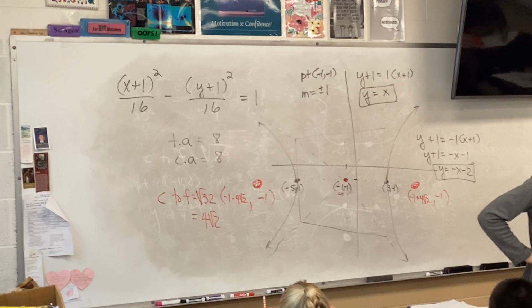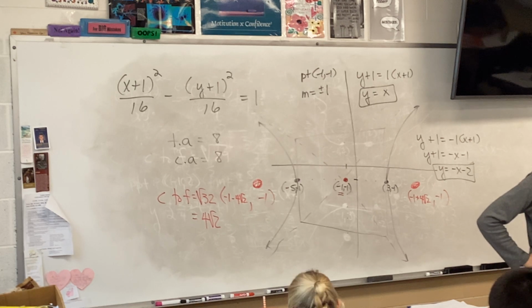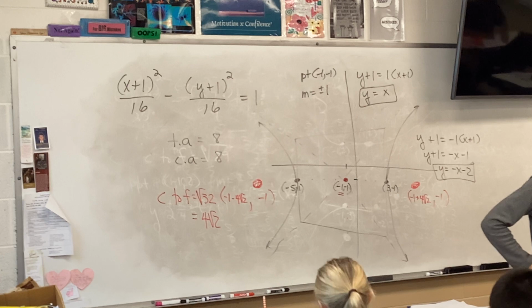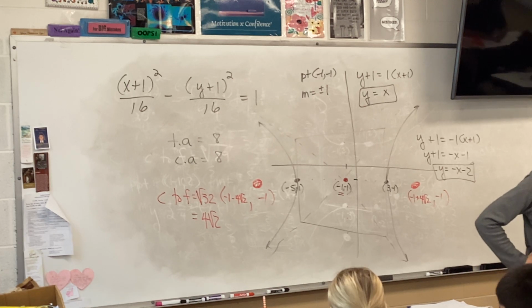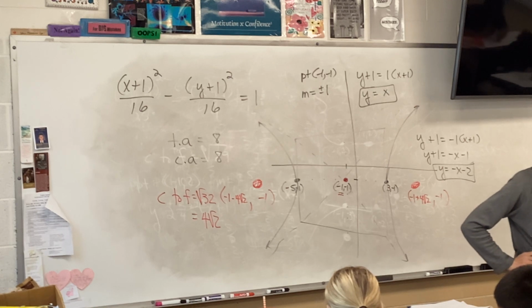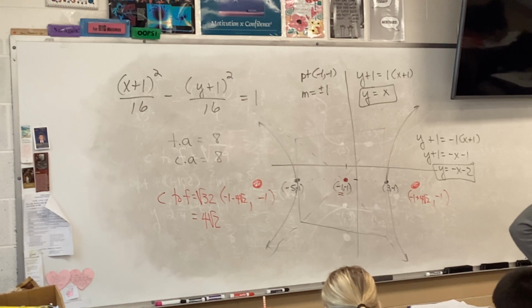All right, 3. Where's the center of 3? The center's at the origin for number 3, and it opens up and down. So which one has a center at the origin and opens up and down? B.